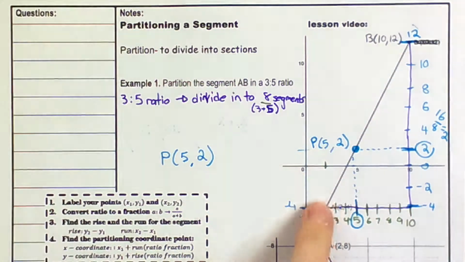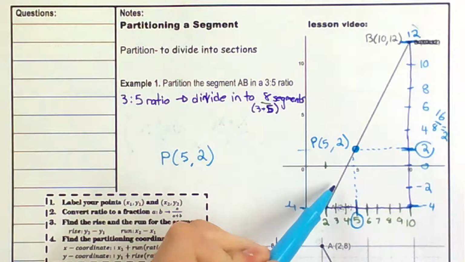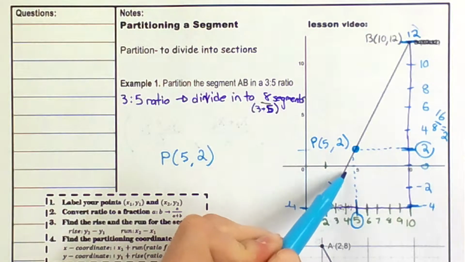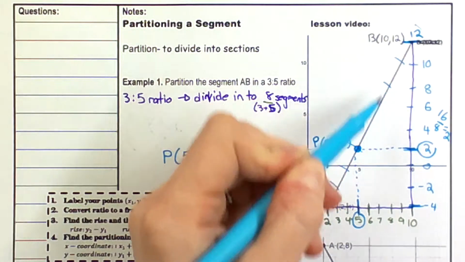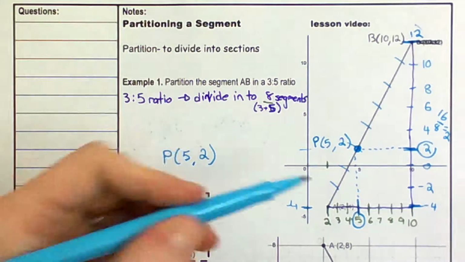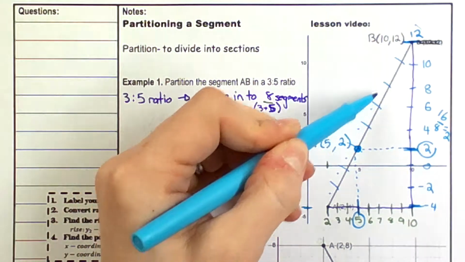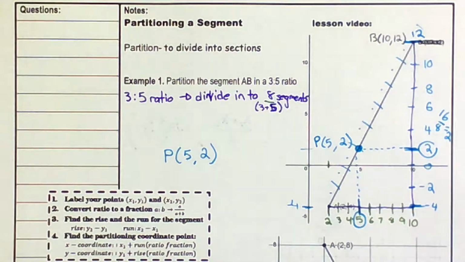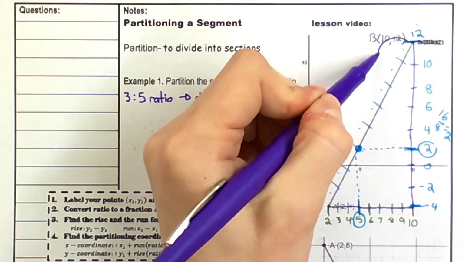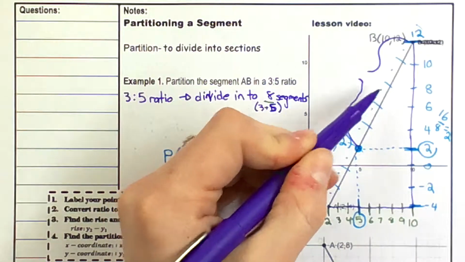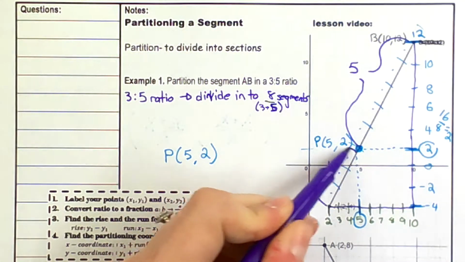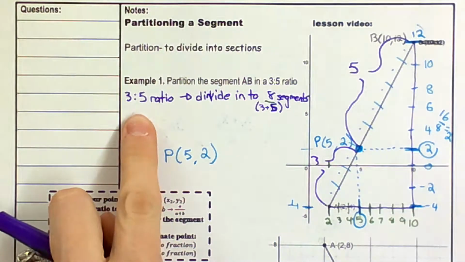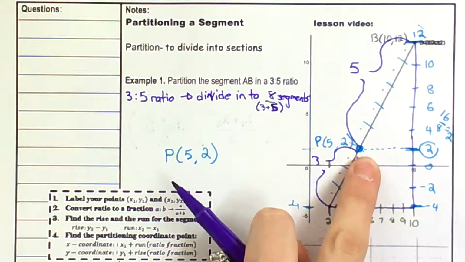So if I think about this segment right here and I split it up into 8 pieces, we've got right here 1, 2, 3, 4, 5, 6, 7, 8. What we've done is we've created 1, 2, 3, 4, 5 over here, 1, 2, 3 over here. That's where this ratio comes in. This is the magic point.